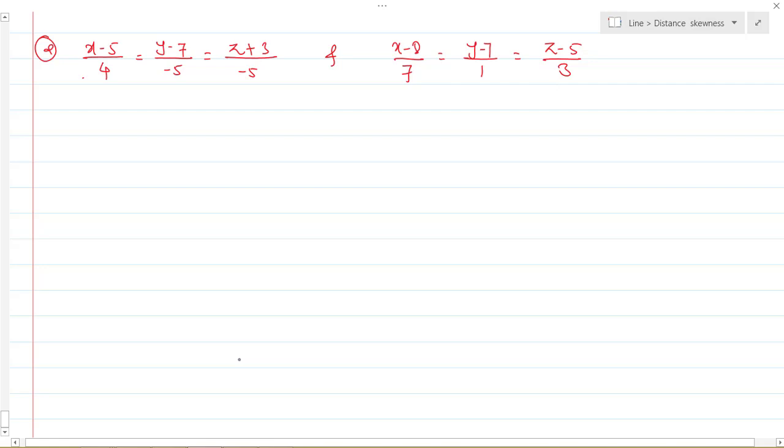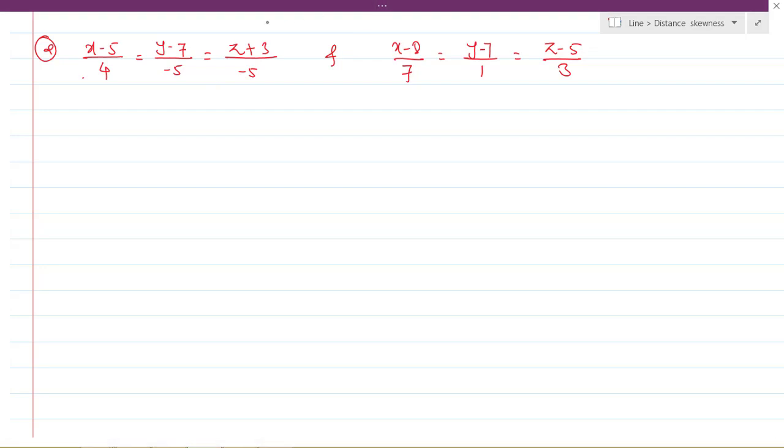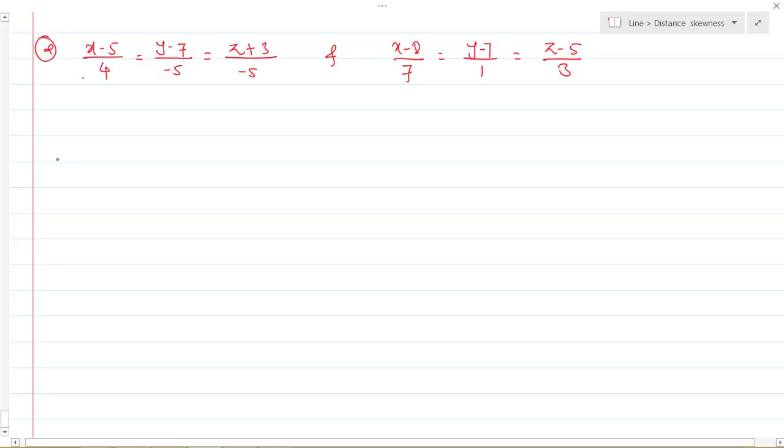Again we have two approaches: either you can go with the vector form or the Cartesian form. For this question I will be solving using the vector form, because in the previous videos I have taken the vector form and converted it into the Cartesian and then solved it. Now this question we will solve with the help of vector form. So let me first convert the given Cartesian form into the vector form.